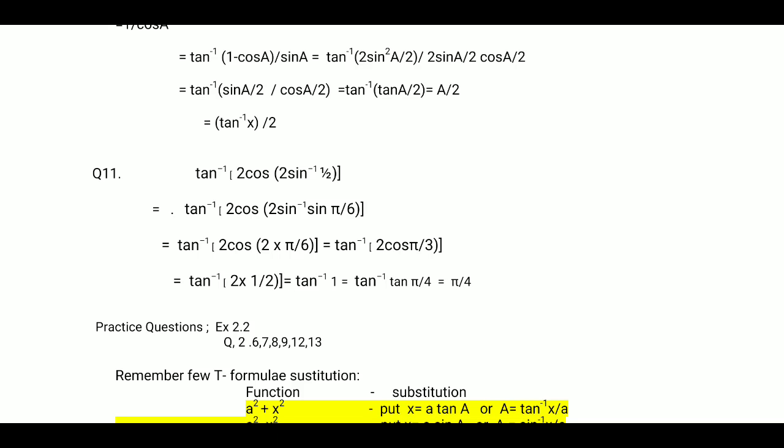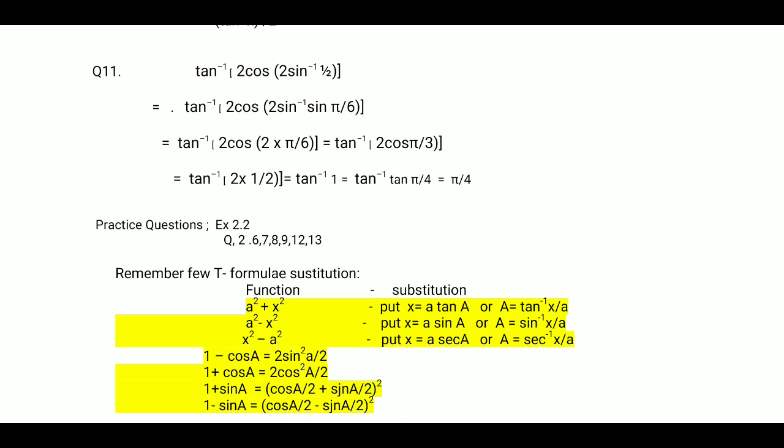And now the value of 1 is tan pi by 4. So that is tan inverse tan pi by 4. And removing tan inverse and tan, we get pi by 4. This is the answer of this. Now you have some practice questions of our type. Question 2, 6, 7, 8, 9 and 12 and 13.